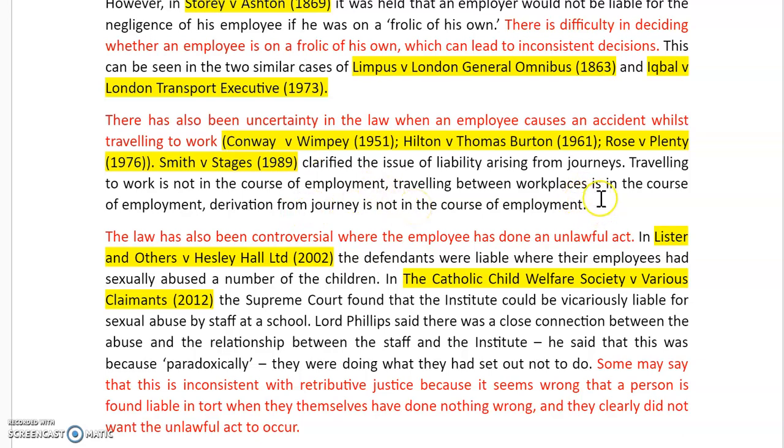And again, I've not done it here, but I could have put another red sentence after that. Hopefully it's jumped into your mind that if we've got all these different rules on travelling, again, that's making the law complicated, and the employer potentially doesn't really know where they stand on that.